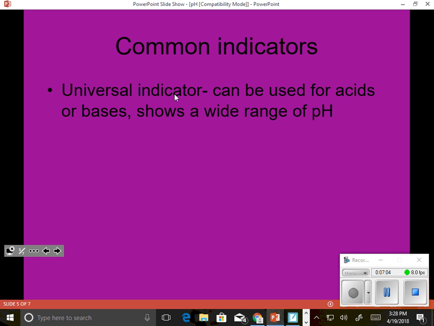So if you just squirt some universal indicator into a clear solution, that color will tell you, is it acidic, is it basic, even how acidic it is, which is sometimes important. Because just knowing it's an acid, well, an acid with a pH of 6 isn't that dangerous, but an acid with a pH of 2 is very dangerous. Remember that power of 10 scale I just went over.